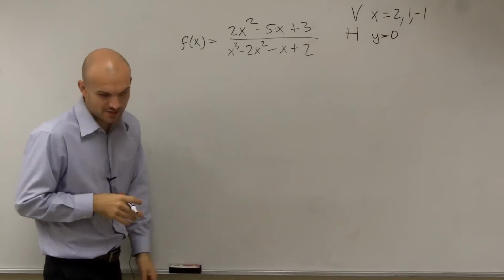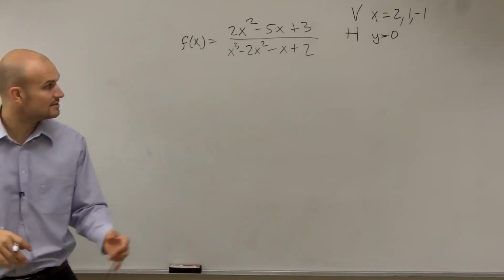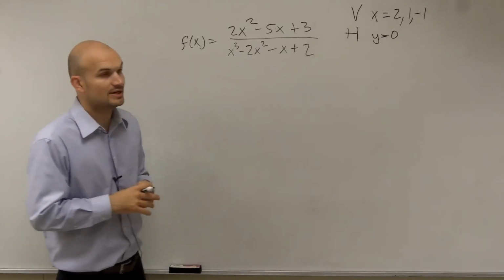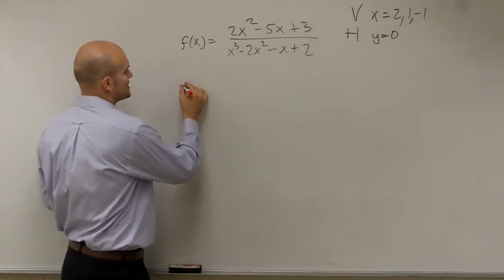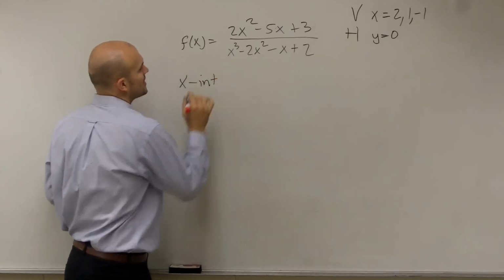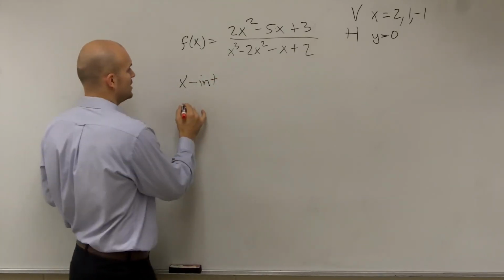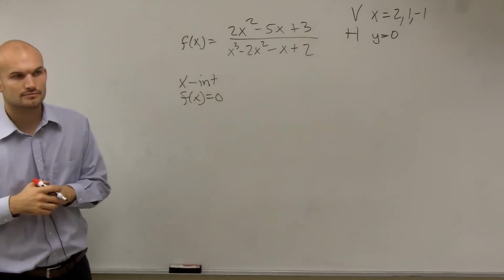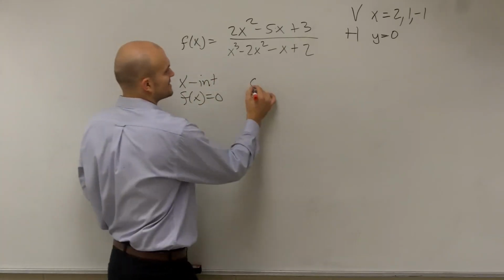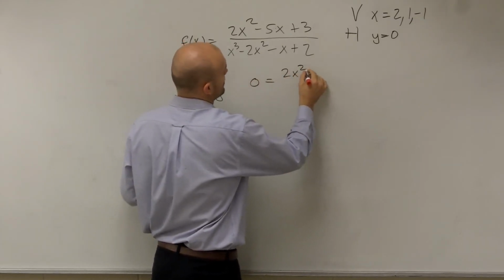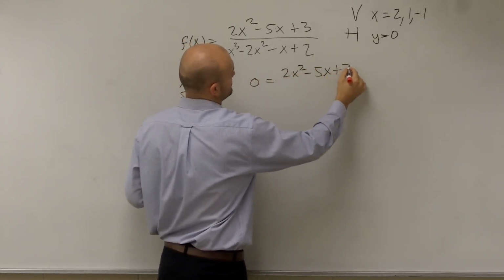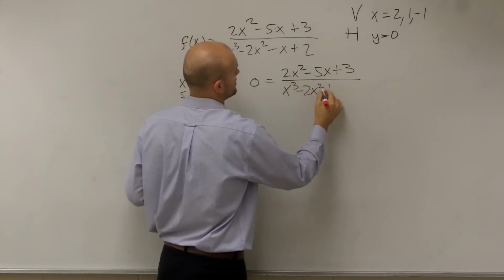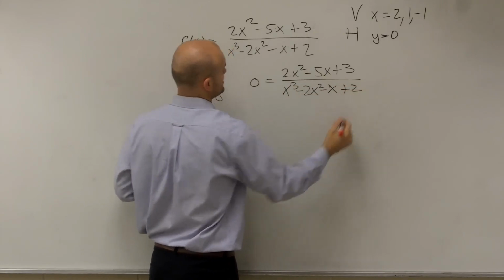OK, so you have y equals 0 as your horizontal asymptote, and the vertical asymptotes are x equals 2, 1, and negative 1. Now the next thing we need to do is find the x-intercept. Remember, in those other problems we worked with, the x-intercept is when f of x equals 0. So I'm going to say 0 equals (2x squared minus 5x plus 3) divided by (x cubed minus 2x squared minus x plus 2).